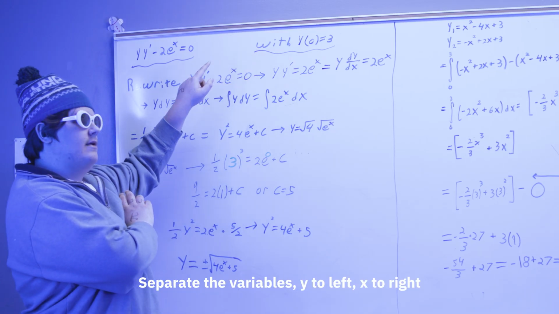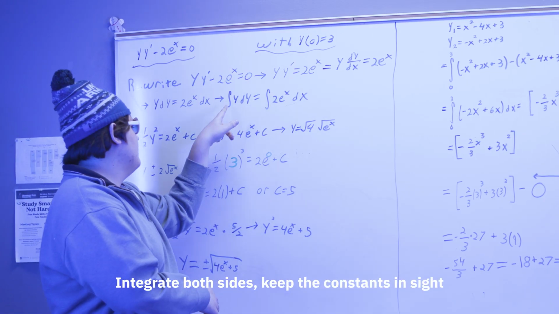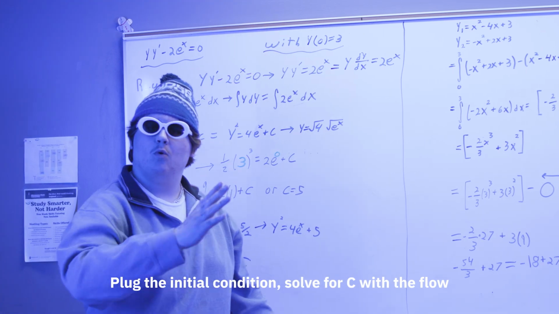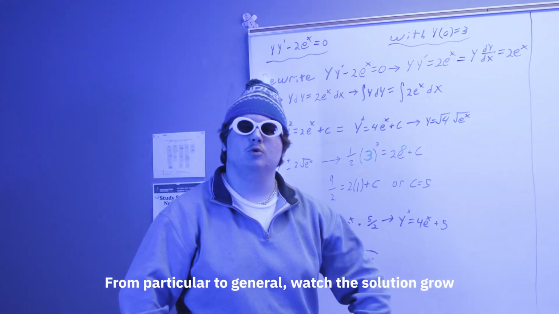Separate the variables, y on the left, x on the right. Integrate both sides, keep the constant in sight. Plug in the initial condition, solve the C with the flow. From particular to general, watch the solution grow.